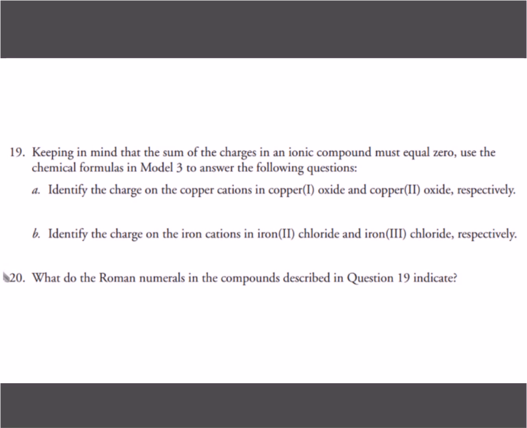Identify the charge on copper cations in copper 1 oxide and copper 2 oxide respectively. What is the charge on the copper in copper 1 oxide for that cation? It's a +1. And then copper 2 oxide would be +2. Identify the charge on the iron cations here. Iron 2 chloride would be +2. Iron 3 chloride is? Look at that. It's pretty easy, right? What do the Roman numerals, guys, tell us? Their charges. The cation charges.